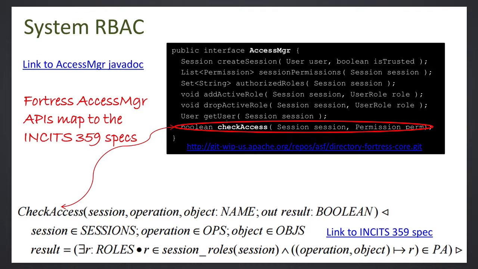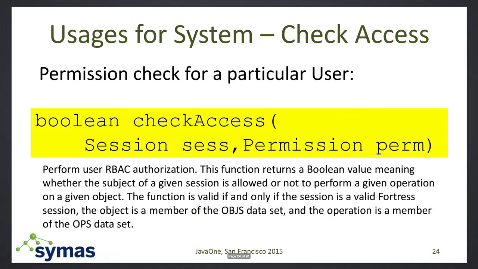The system RBAC APIs, again, are the APIs we think of when we're trying to visualize in our mind what an access control system does. Here at the top, you can see this is the Fortress version of these APIs, and again, we tried to follow as close as we could to the specification in terms of the operation and entity names. And at the bottom, you can see the Z notation for check access, which tells us exactly what that function is supposed to do in Z notation.